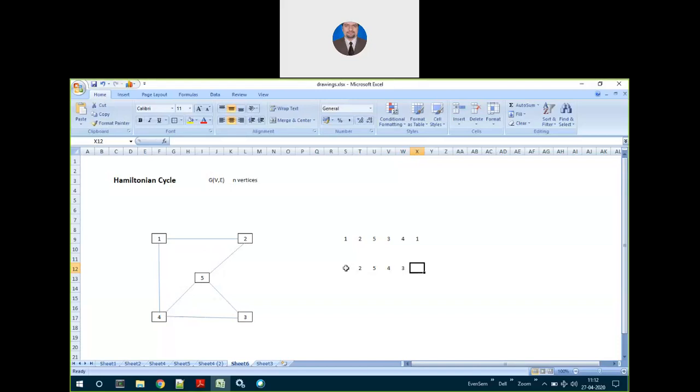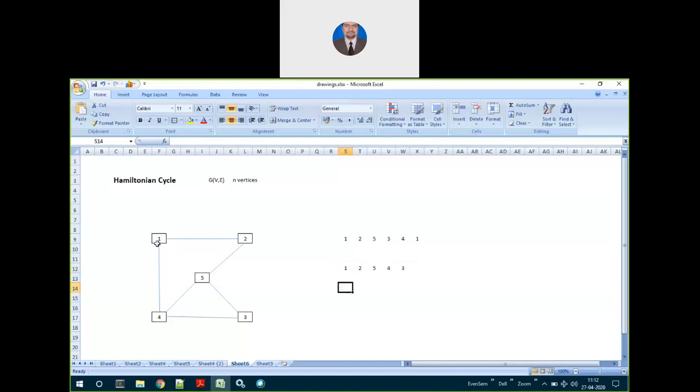When I look at these vertices, I could reach all of them. But from the last vertex, is there an edge to 1? From 3 to 1, is there an edge? No, there is no edge. So this particular path doesn't give me a Hamiltonian cycle. This is not a Hamiltonian cycle if I travel in this particular way. Let us see what the other Hamiltonian cycles are here.